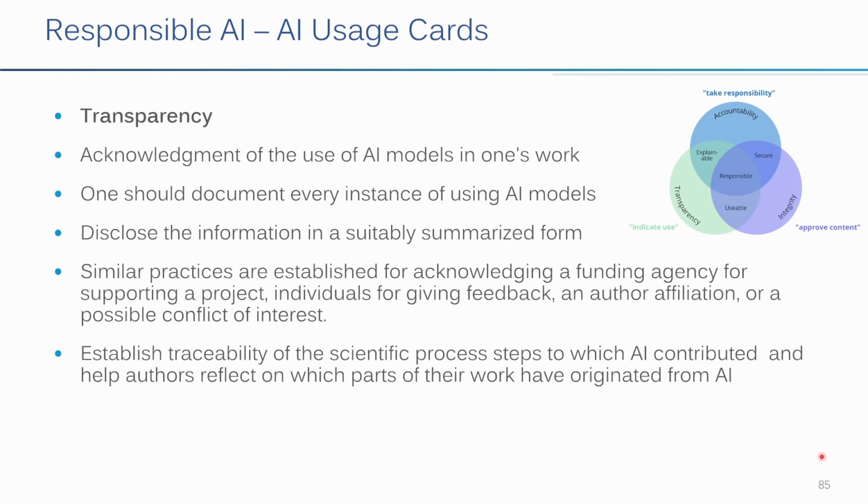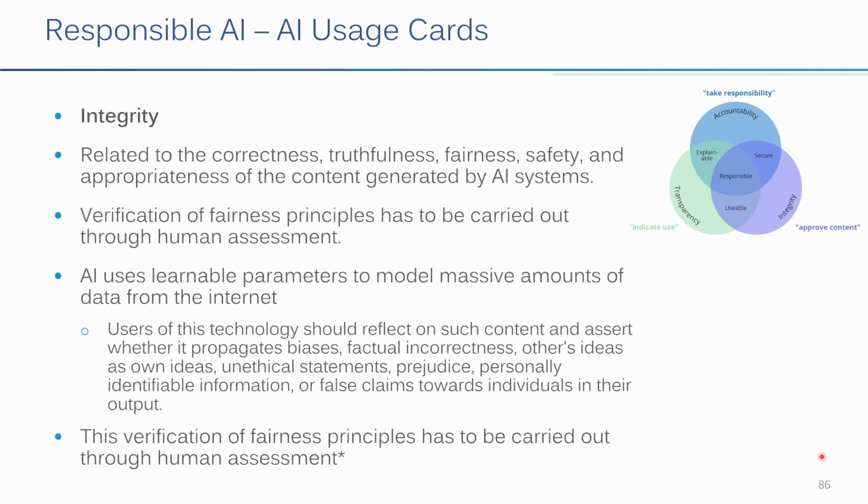And if you think about it, such practice is pretty much already used, at least in scientific papers. When an agency is providing funding to a paper or to a group, we usually put that into acknowledgement sections, or we disclose that information. So why not do the same with a tool that's actually doing this work for us? This will allow us to have traceability of the scientific process steps in which the AI contributed. So with that, we'll know exactly where AI was used.